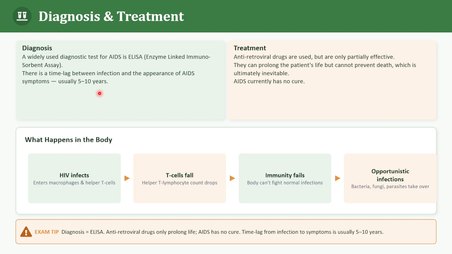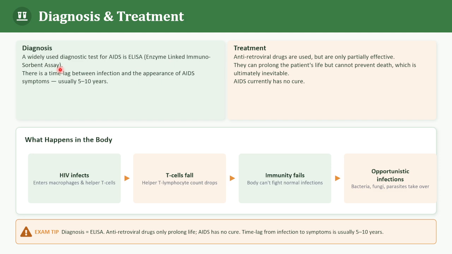So how to diagnose? ELISA comes here. ELISA is widely used for diagnosing AIDS. What is ELISA? ELISA is nothing but the enzyme-linked immunosorbent assay. HIV attacks the macrophages and the helper T cells, and the number of helper T cells progressively decreases. As immunity becomes weaker, the body becomes unable to fight infections that it would normally overcome. These are sometimes described as opportunistic infections.